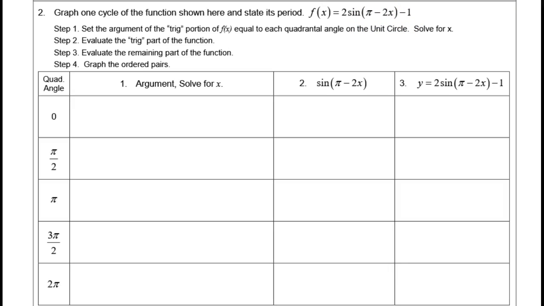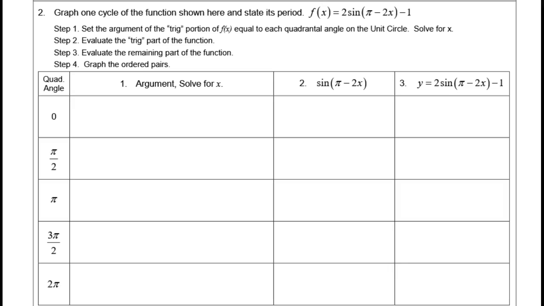And the procedure for graphing a trig function that has a couple different transformations in it is kind of tedious. I've outlined it here as a 4-step process. Each of these steps you need to do for each of the quadrantal angles. So you need to do it for an angle of 0, an angle of pi over 2, pi, 3 pi over 2, and 2 pi. I'm going to go ahead and do the first one kind of slowly for you, and then I'll go through the other ones pretty quickly.